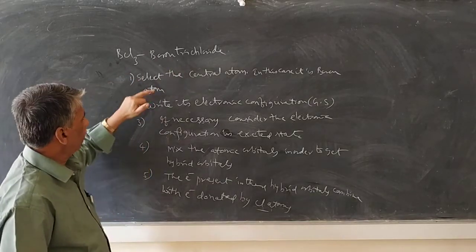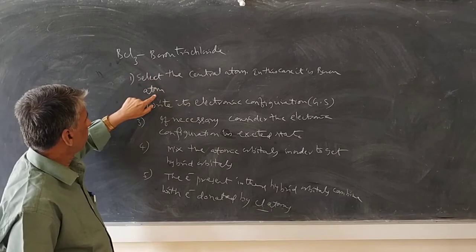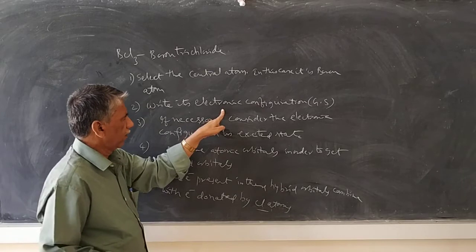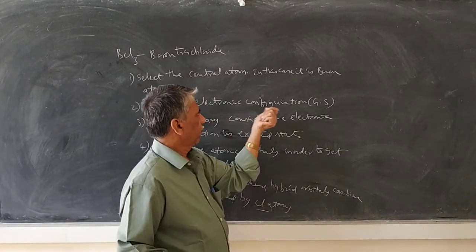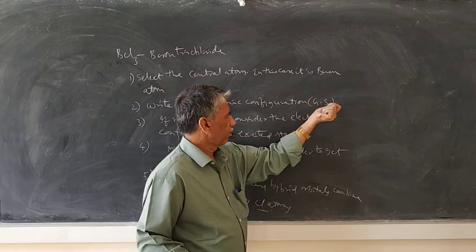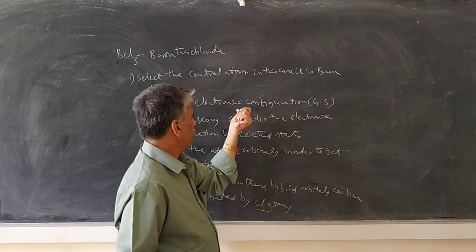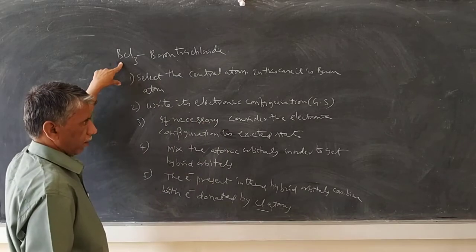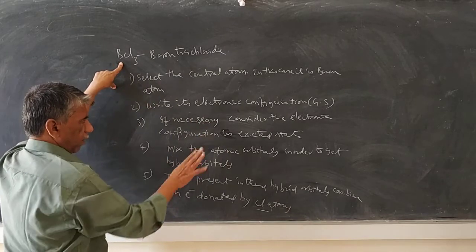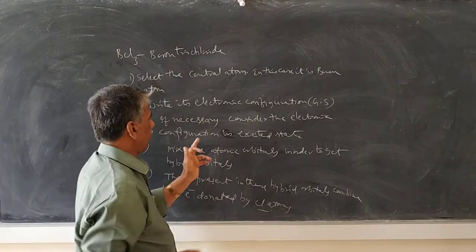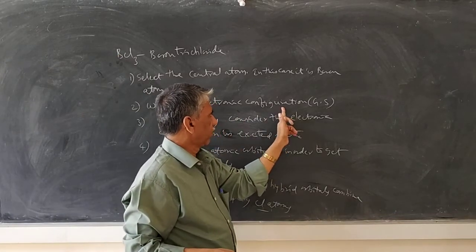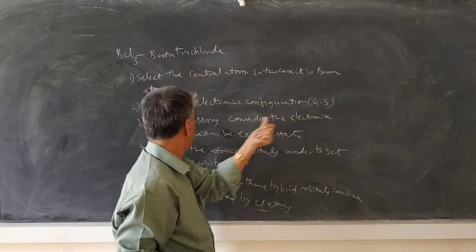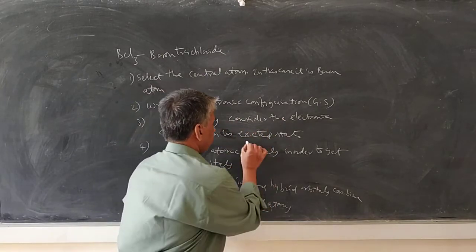Okay. First you have to select the central atom. In this case the central atom is boron. Okay. Then you have to write its electronic configuration, and that electronic configuration is nothing but the ground state configuration. To write the electronic configuration, you must know the atomic number of boron. If you know atomic number, then you can easily write electronic configuration. Okay? If necessary, consider the electronic configuration in excited state.